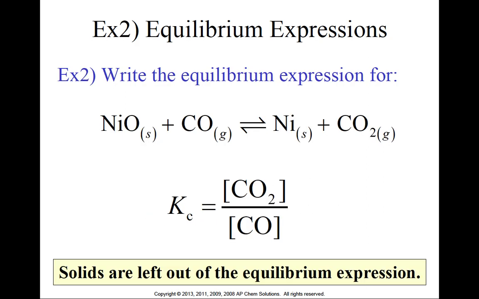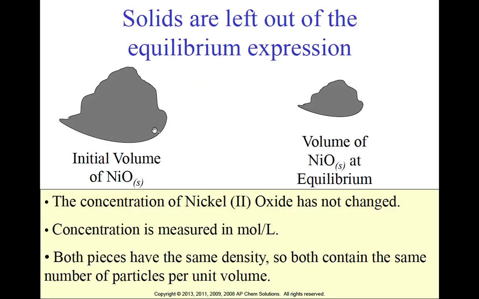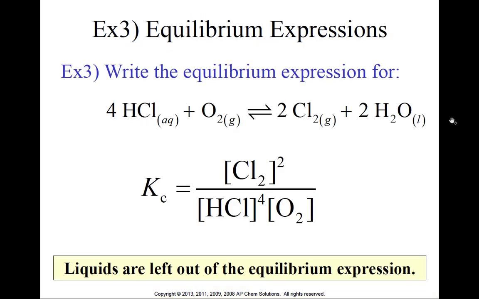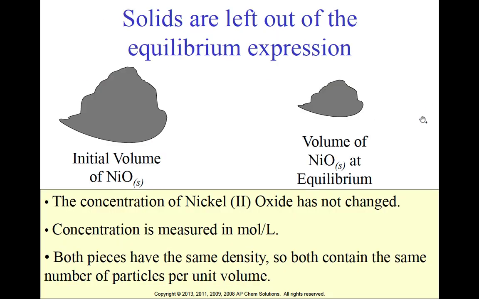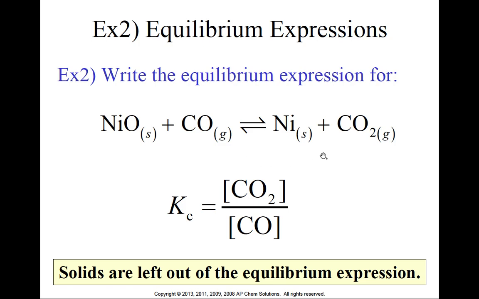Now, a couple of key things. Solids are left out of the expression, and liquids are also left out of the expression. So if you look at both of these examples, here you have two solids. Totally ignore those for this expression. It would just be CO2 on top, and you have 1 mole of that, so to the power of 1, which you don't have to write, divided by the concentration of carbon monoxide on the bottom.